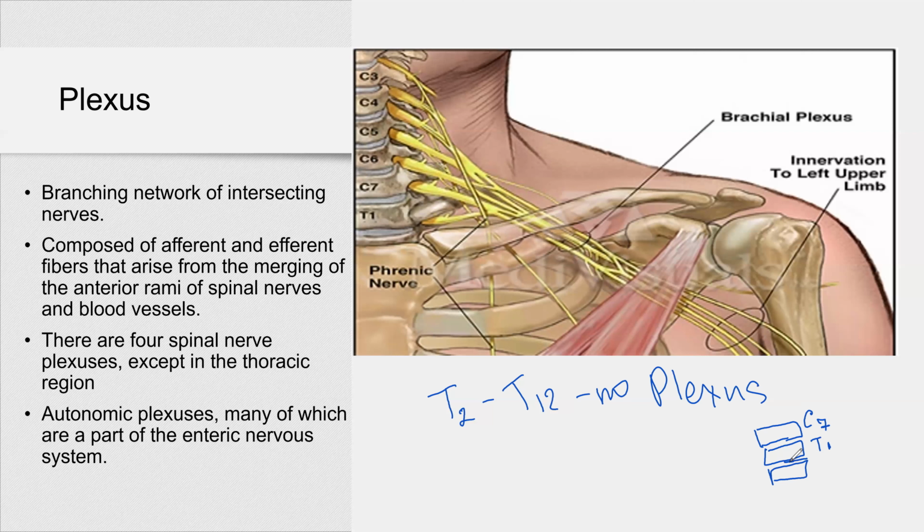So these nerves coming below this T1, this is our first spinal nerve, right? And then this is our T2, and this is our vertebra T3. So now start from here, from T2 all the way down to T12. Those nerves do not form plexuses.